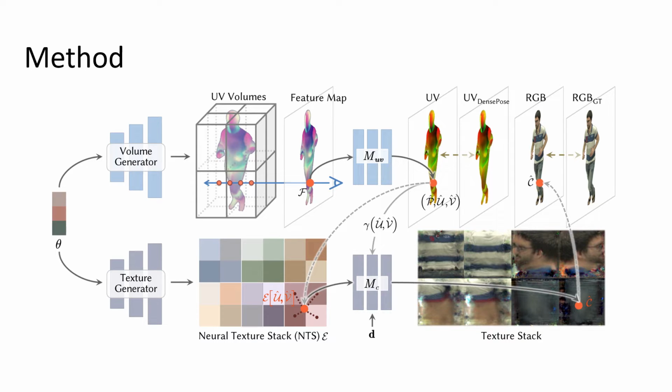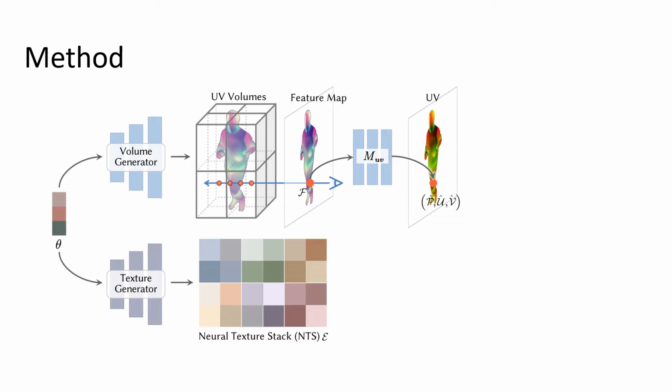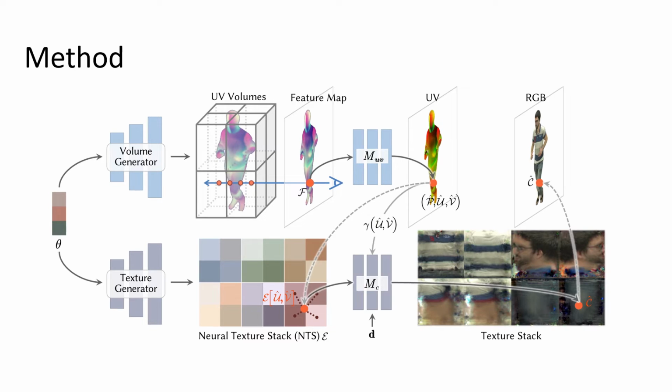Here is our framework. Given a human pose theta, we generate 3D UV volumes and 2D neural texture stacks in two branches. We render the UV volumes to obtain the texture coordinates, and query the neural texture stacks to get the color via these coordinates. Then, we optimize the photometric error between the renderings and the ground truth images to train our network.